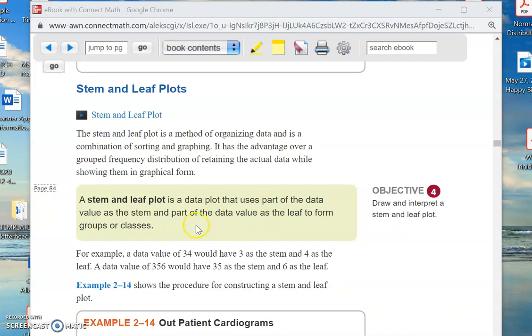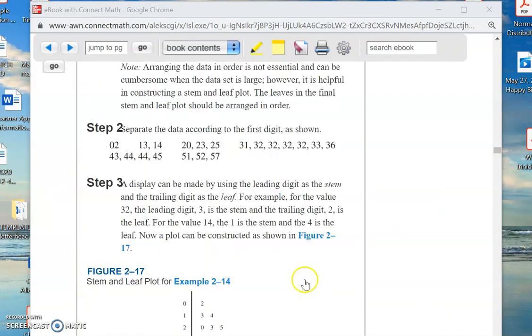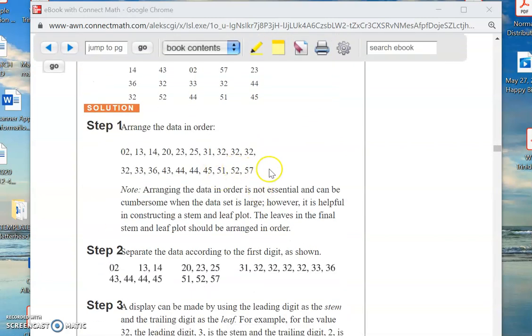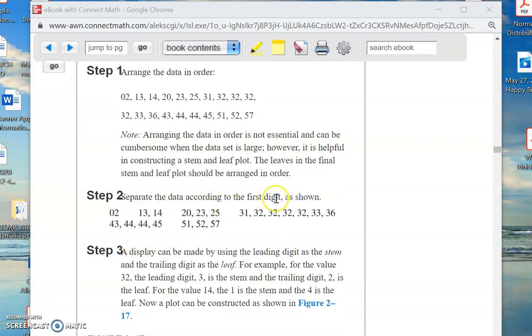Stem and leaf plots, darn it, I'm running out of time. Okay, you have this data, you arrange it in order, okay? It's a little bit cumbersome if it's a large data set, but then you separate it according to the first digit. So like 0, 2, that's 2. 1, 3, 1, 4, that's 13, 14. 20, 23, 25, it's all organized, right?